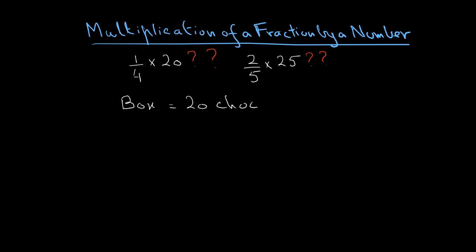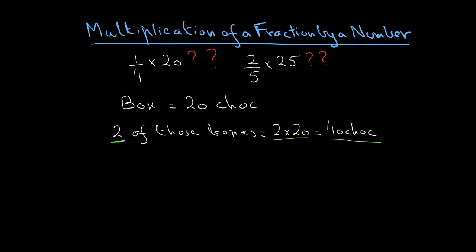So if I say, give me two of those boxes, how many chocolates do you have? Well, one box had 20 chocolates, so two of those boxes will contain 2 multiplied by 20, which is 40 chocolates, right? I want you to understand that this is two of those boxes, so you're going to multiply 2 by 20. That's what you mean. And you know the answer, which is 40.